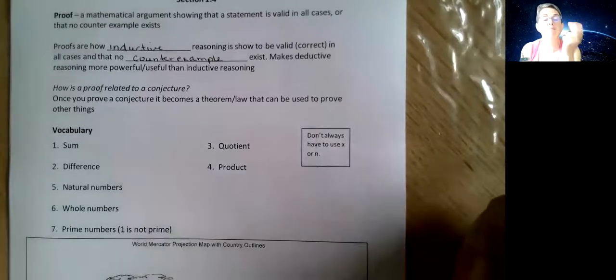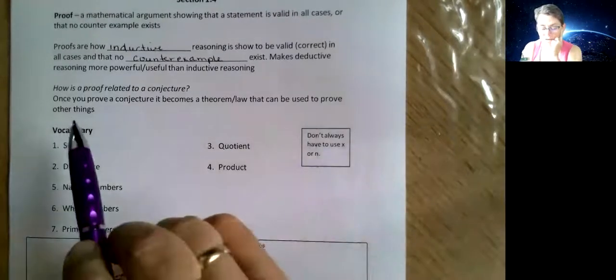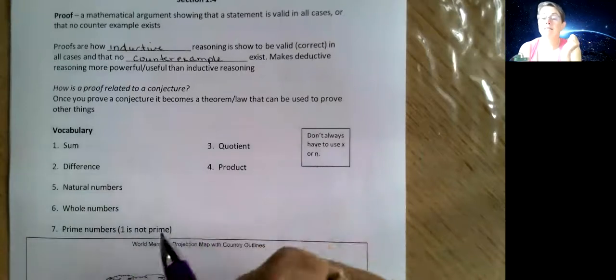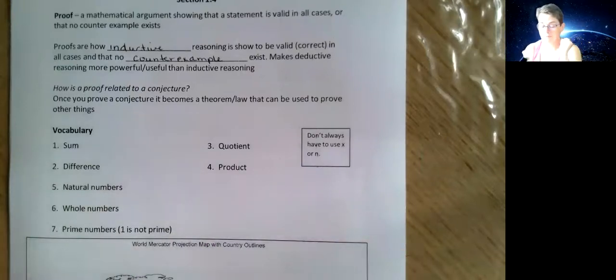And how's a proof related to conjecture? Well, once you prove a conjecture, it becomes a theorem or a law that can be used to prove other things. Pretty darn cool. So it's not trying to go through every possible case, whether it's going to work or not. It's like, okay, this is always going to work. And I get excited in math when we have things that always work.